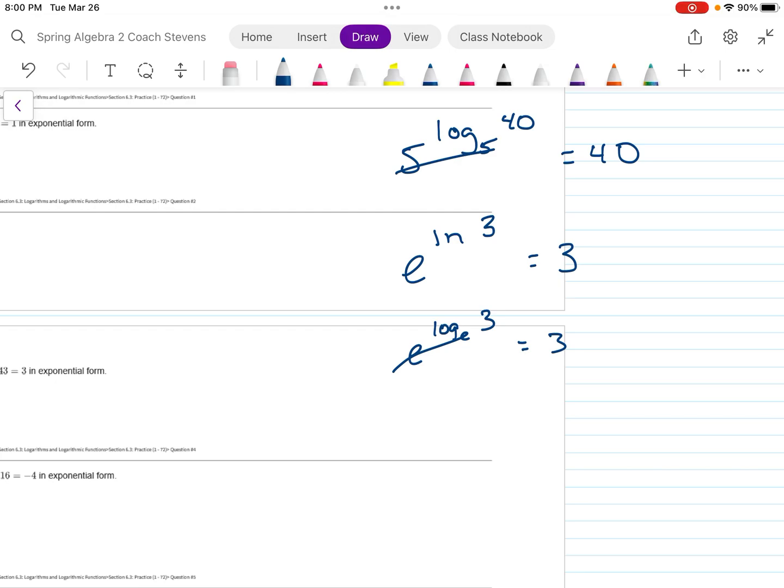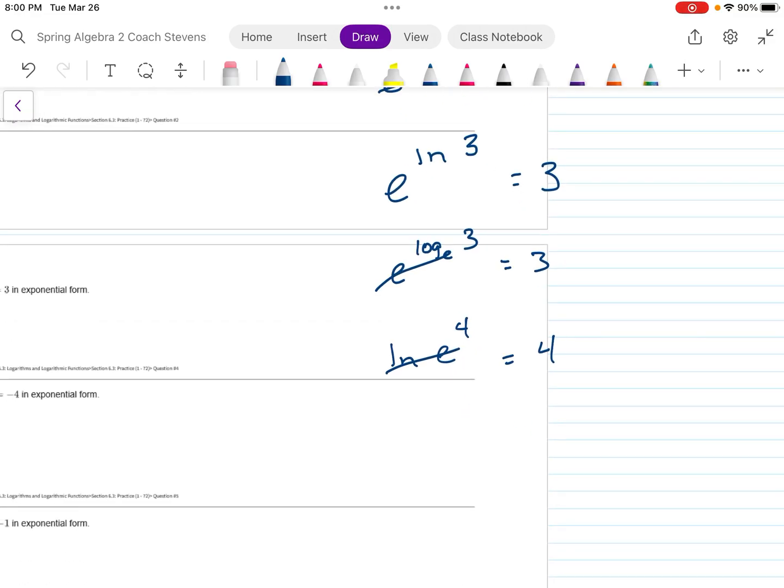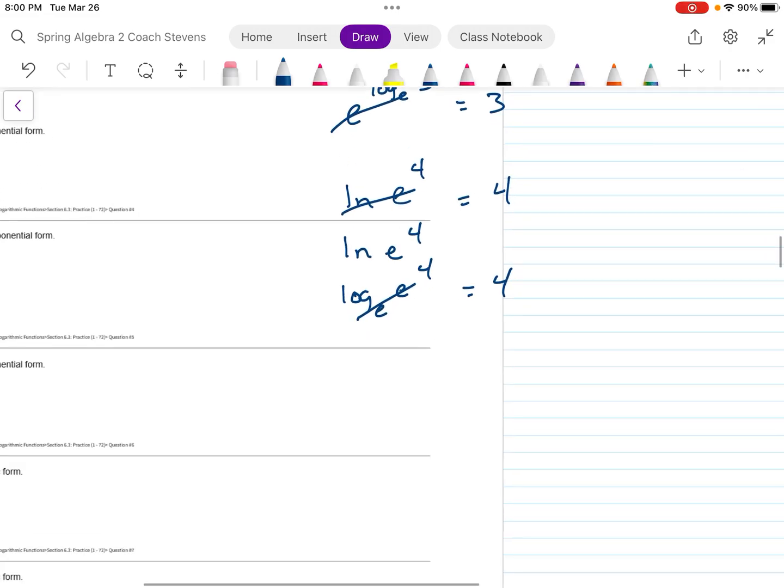We also want to think about if I have the ln of e to the 4th power. In this case, the ln and the e cancel, and I just get 4. Again, the reason behind that is if I have the ln of e to the 4th, that's the log base e of e to the 4th. We just learned in this previous example that those two things cancel and I get 4. Or I could do the whole rewriting thing and say that that's equal to x, so e to the x equals e to the 4, so x has to equal 4.